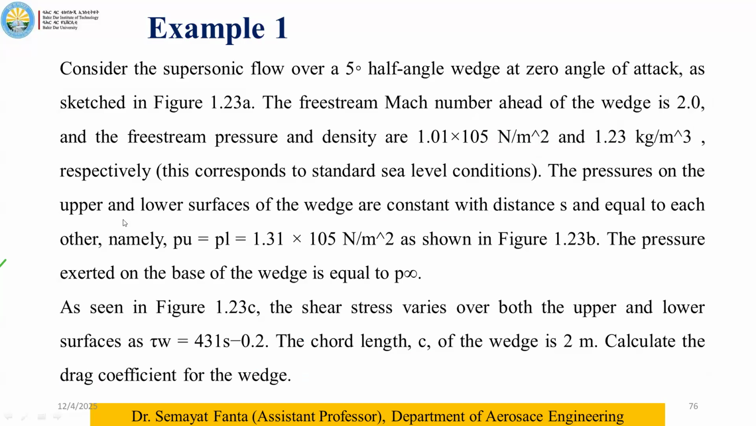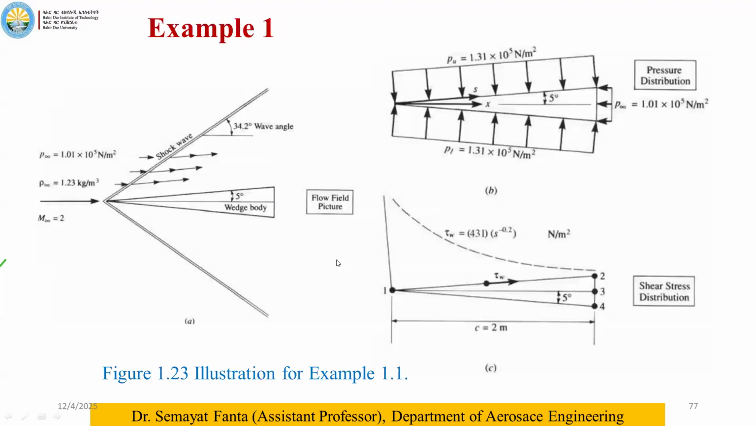The pressure on the upper and the lower surface of the wedge are constant with distance s and equal to each other. So Pu is equal to Pl, which is equal to 1.31 times 10 raised to 5 Newton per meter square. You can observe from this picture, this is the pressure distribution. Constant pressure is acting over the wedge. This is the wedge, and on it a constant pressure of 1.31 times 10 raised to 5 Newton per meter square is acting on the surface. Okay, fine.